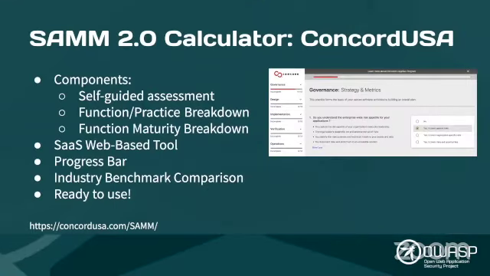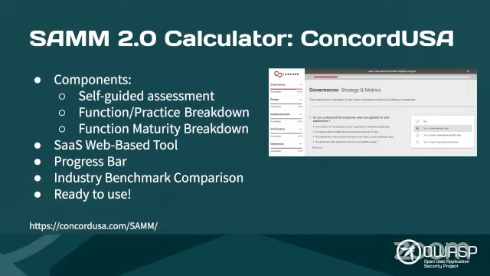So that's the Excel toolkit. The second toolkit that I wanted to talk about is the ConcordUSA SAMM tool. This particular tool is a web-based application, so no need to utilize a Microsoft Excel tool or deal with Microsoft licensing if you don't have that available to you.